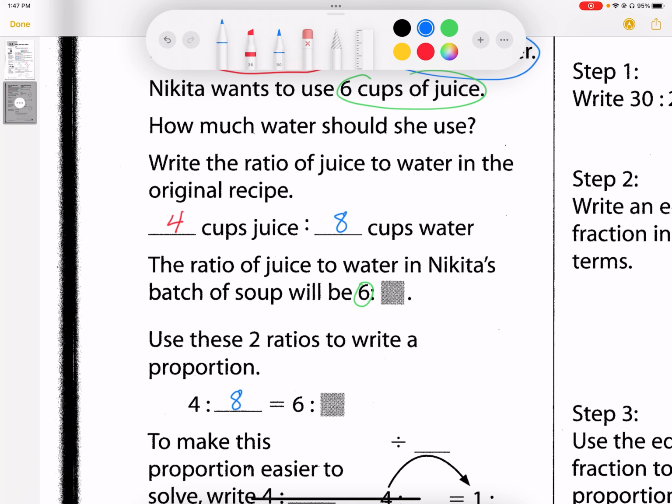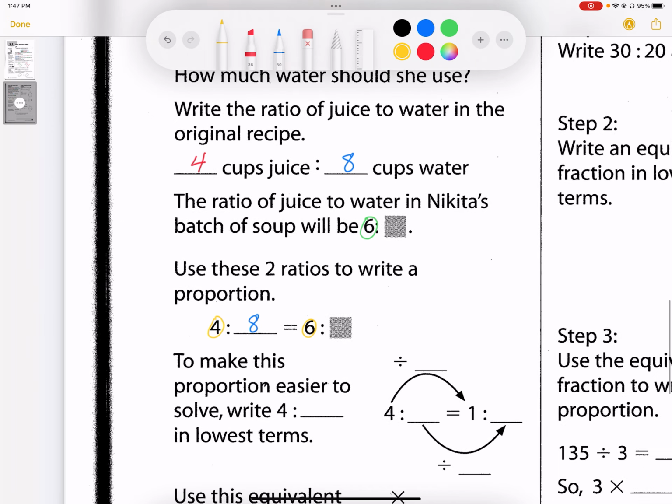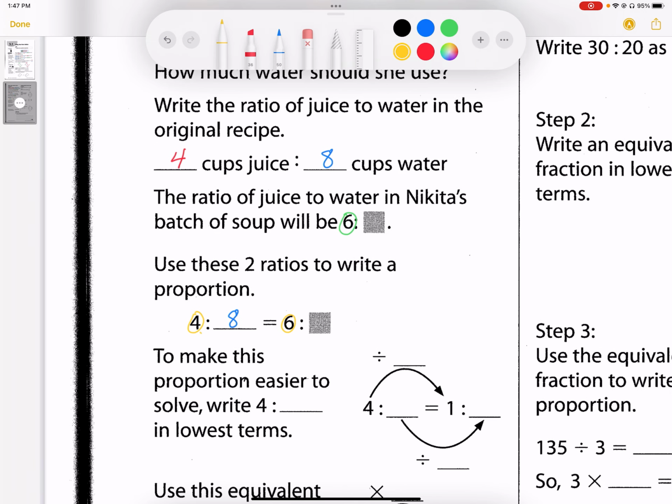So we need to find our multiplier here. Our multiplier we're going to find by dividing these two numbers. So 6 divided by 4, using your calculator. Again, we need a calculator for this. We end up with times by 1.5. So for timesing one by 1.5, we're going to times the other by 1.5. And so we have 4 to 8, 8 times 1.5 is 12, or 6 to 12.